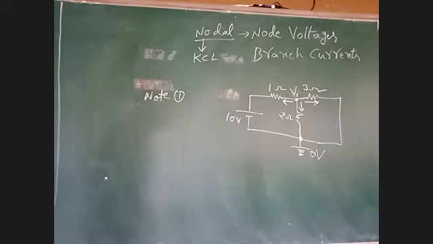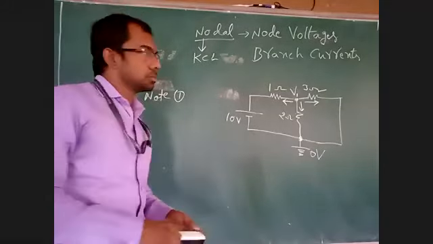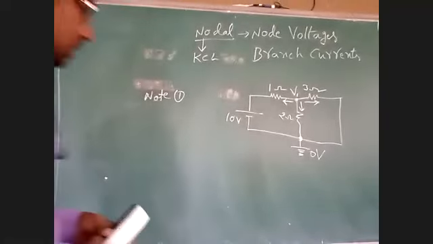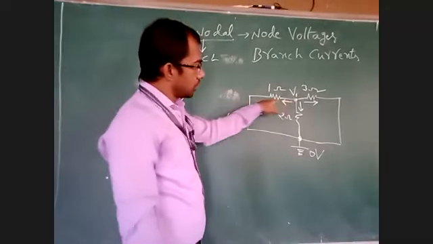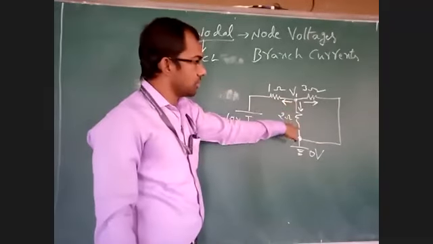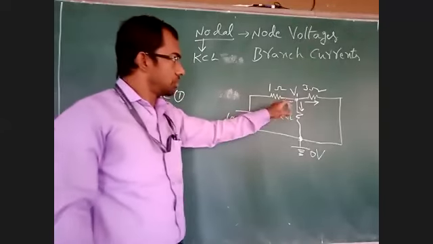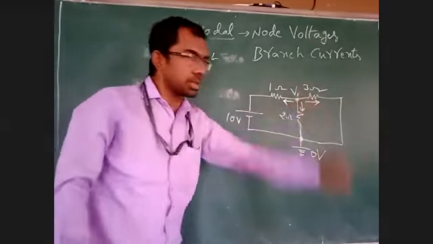Assume all the currents are leaving. See here, the arrow is moving away from the node. This arrow is also moving away from the node. This arrow is also moving away from the node. I am assuming all the currents are leaving from the node.